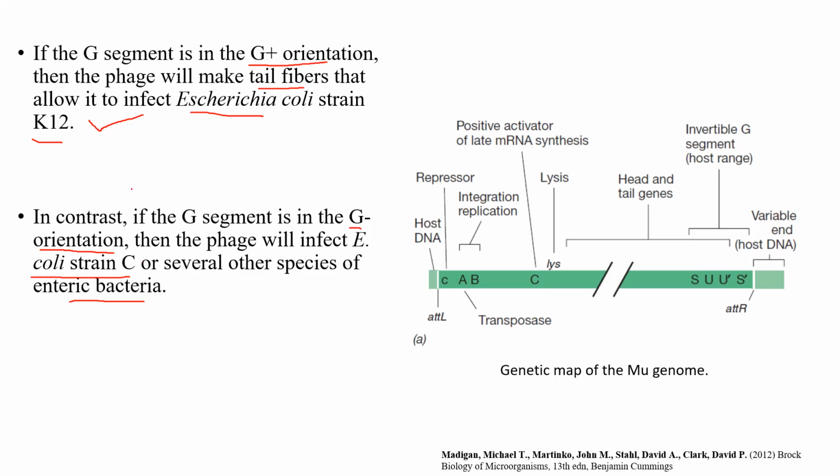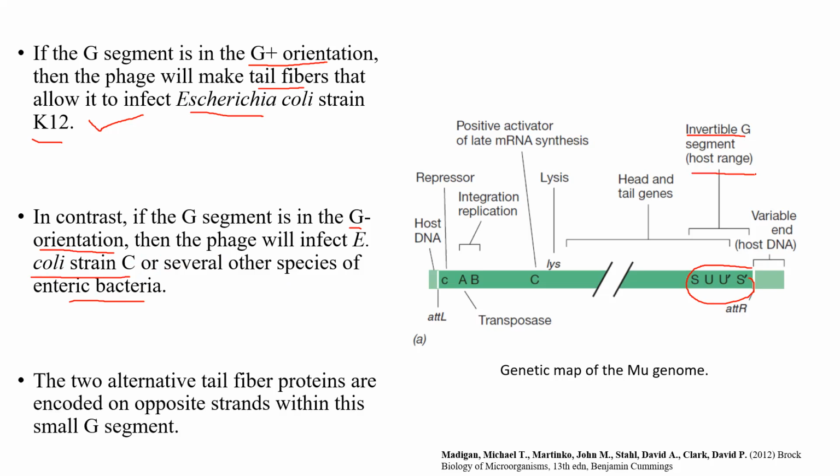So whether this bacteriophage Mu can infect E. coli K12 or E. coli C and other species depends on the tail fibers, and that depends on whether the G segment is in the G plus orientation or G minus. So this invertible G can be present in either G plus or G minus, and that determines the host range.